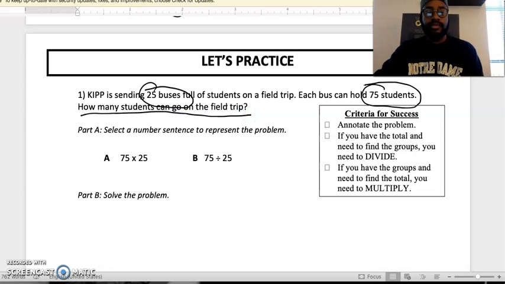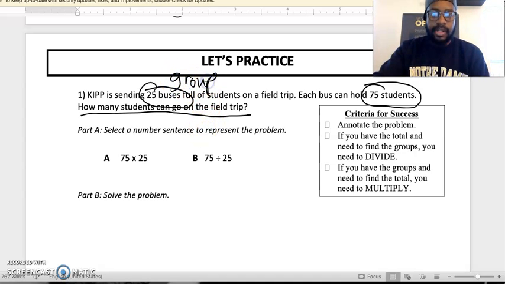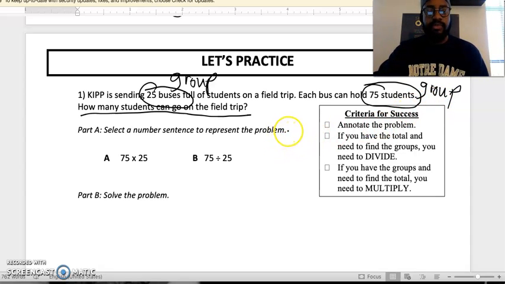So I'm going to stop and think. The question is asking me how many students. I know each bus can hold this group of students, but I'm trying to figure out how many students total based off of all of the buses. So I have one group, which is the buses. I'm going to even call that group. I have another group, which is the students on each bus. But I need to know the entire number of students. That would be the total number of students. I don't have the total. I'm looking for the total. So if I'm looking for the total, I'm going to have to multiply. So I'm going to circle.